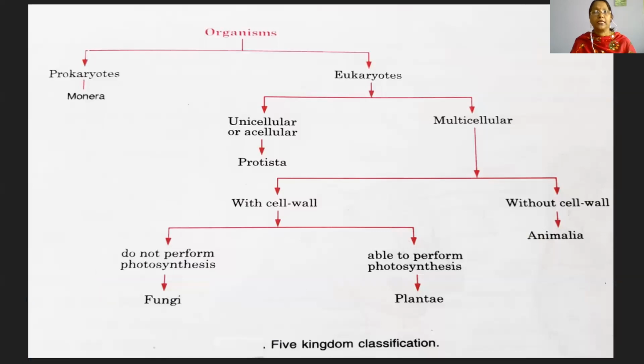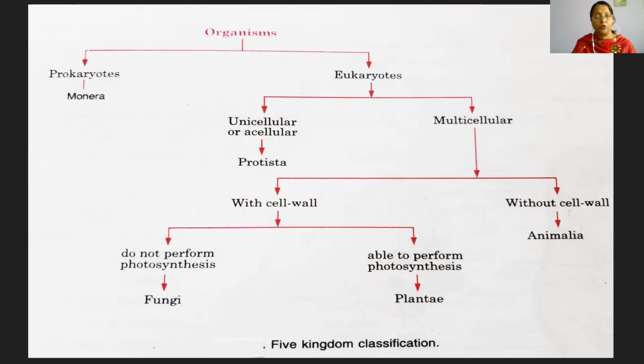Now you can see this flow chart, showing how all the organisms are categorized. First of all, these organisms are divided into two types, prokaryotes and eukaryotes. In prokaryotes, the Monera comes, and in eukaryotes, the unicellular or acellular organisms and multicellular ones come. In the unicellular organisms, Protista is present, and multicellular organisms are again divided into two types. First one is with cell wall, and the second one is without cell wall. With cell wall, this is again divided into two types.